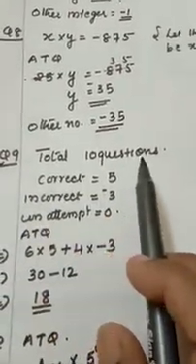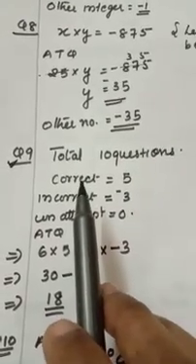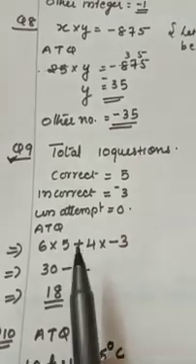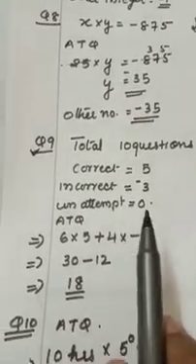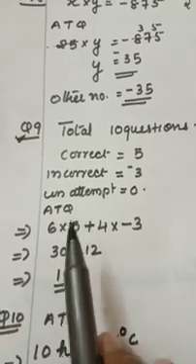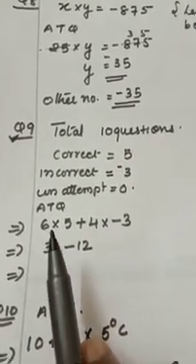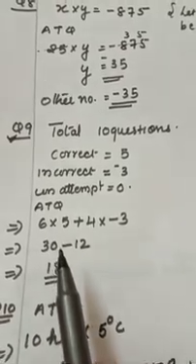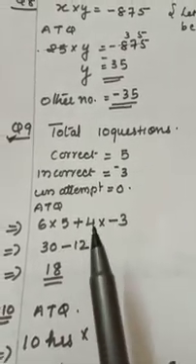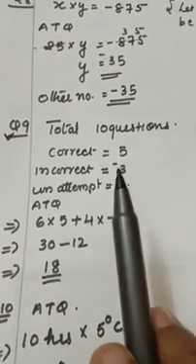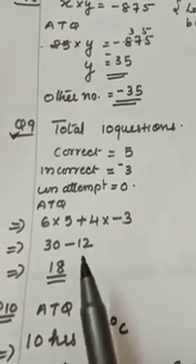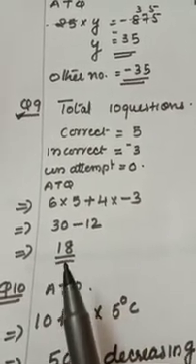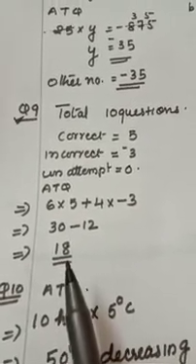There are total 10 questions. If you give a correct answer, you will get 5 marks. Incorrect answer, you will get minus 3 marks. If you do not attempt the question, 0 marks. So according to the question, you gave 6 correct answers. So how many marks will you get? 6 into 5, 30 marks. You gave 4 incorrect answers. So how many marks? 4 into minus 3, minus 12. So total score how much? 18. Understood children?